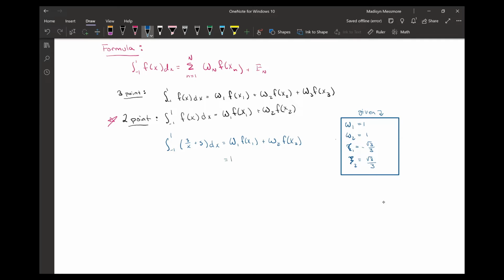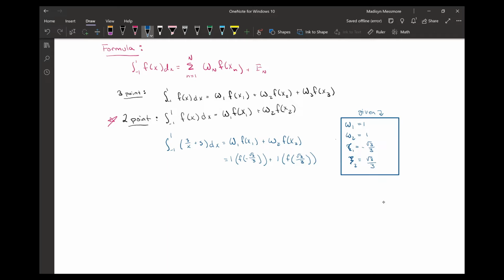Because then it would just be 1 plus 1 times f of square root 3 over 3. And that should be the answer. And that's it. And you'd plug in these values into your function to find them. Okay, so let me write this down for a second.